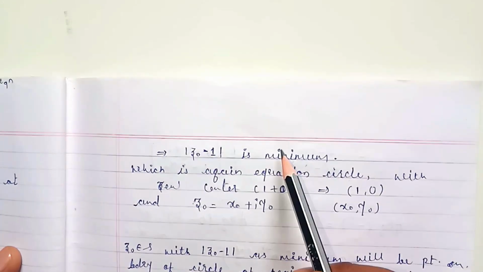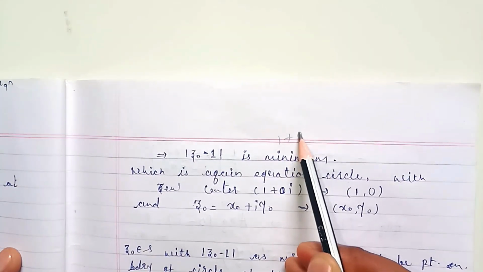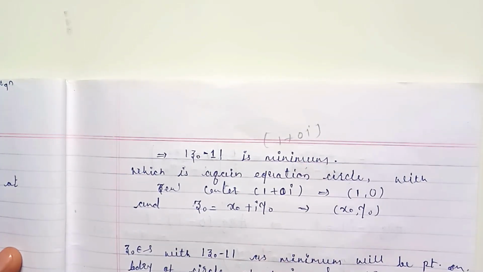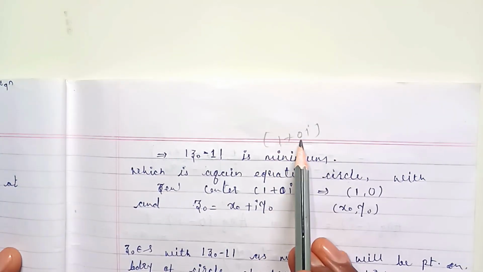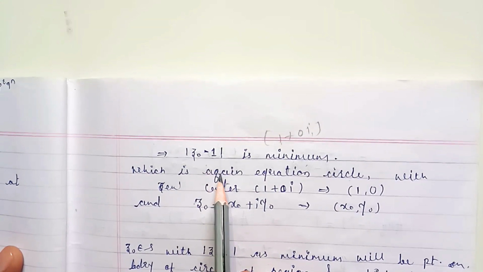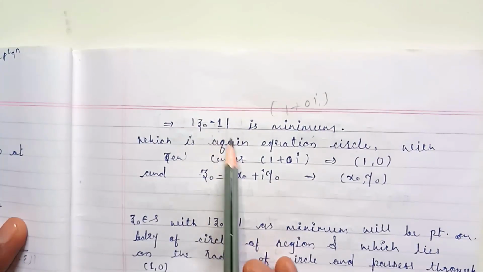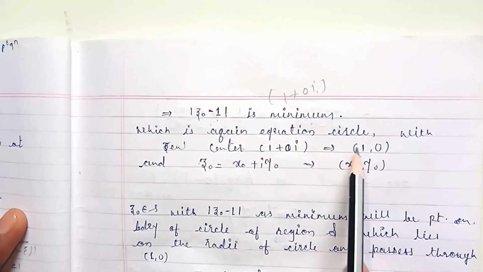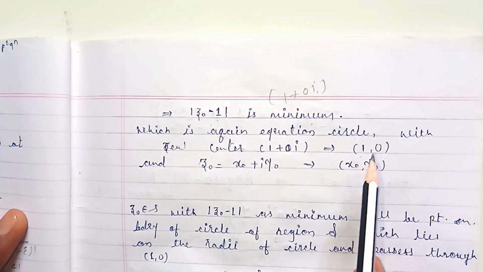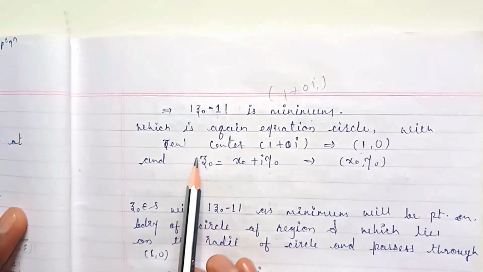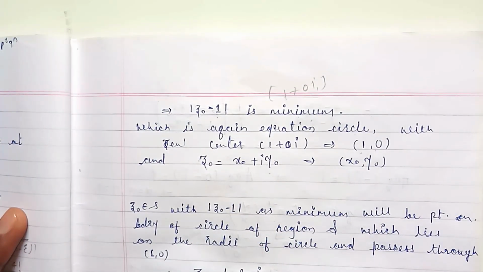That means 1 is 1 plus 0i. 1 can be written in the complex form as 1 plus 0i, because every real number belongs to the complex numbers. So that 1 is a real number, and we can write it in complex form as 1 plus 0i. This is the center here. Again we can see the coordinate for that point is (1, 0). And for the third point, we know that z0 is x0 plus i times y0. That one is in our claim.